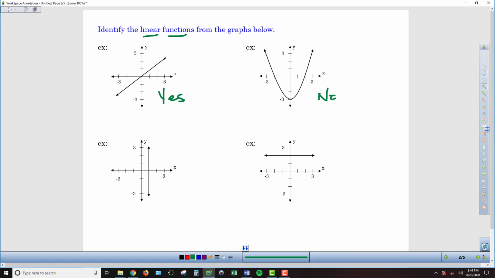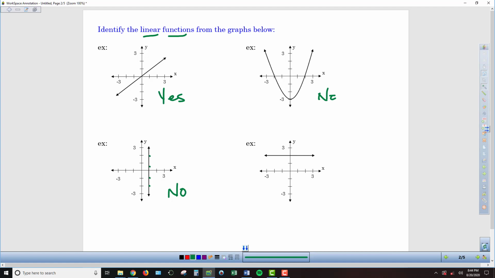What may be confusing is this first one at the bottom row. Because that one is vertical, even though it is linear, it is not a function because it fails the vertical line test. We have multiple points along its length that are all stacked on top of each other, so it fails that vertical line test.